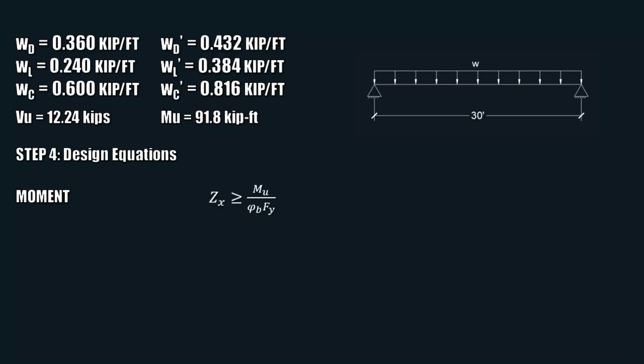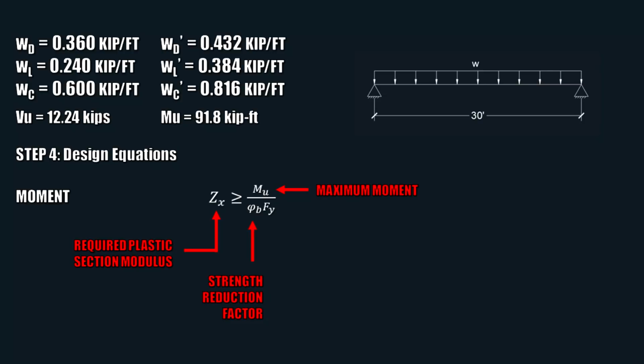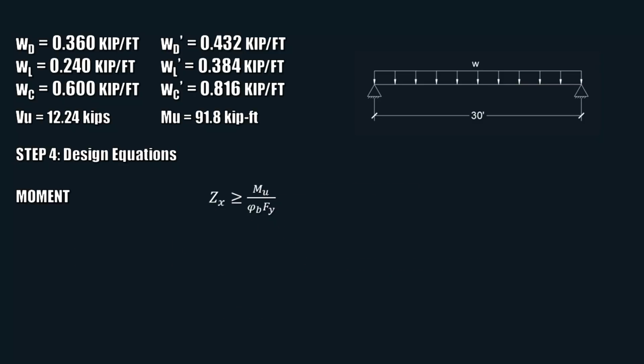To put this equation into words, it says that the required plastic section modulus Zx of the beam must be greater than or equal to the maximum moment Mu divided by the strength reduction factor phi and the yield strength Fy of the material. This equation might seem a little intimidating at first, but we actually know all 3 of the values on the right-hand side. Mu is our maximum moment, which we just found to be 91.8 kip feet.